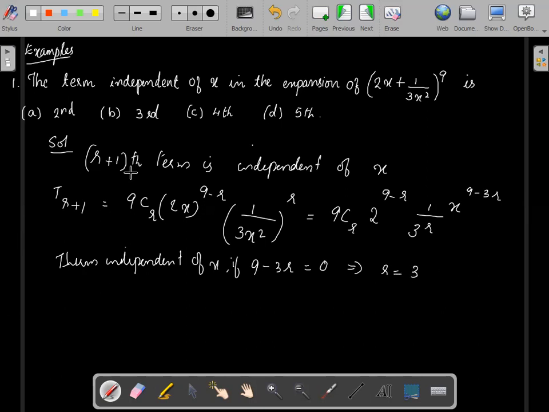Therefore r, നമ്മൾ അസ്യൂം ചെയ്തിരിക്കുക (r plus 1)th term ആണ് ഇൻഡിപെൻഡന്റ് ഓഫ് എക്സ് എന്ന്. Therefore, fourth term is independent of x. Fourth term ആയിരിക്കും independent of x. Therefore option is C.